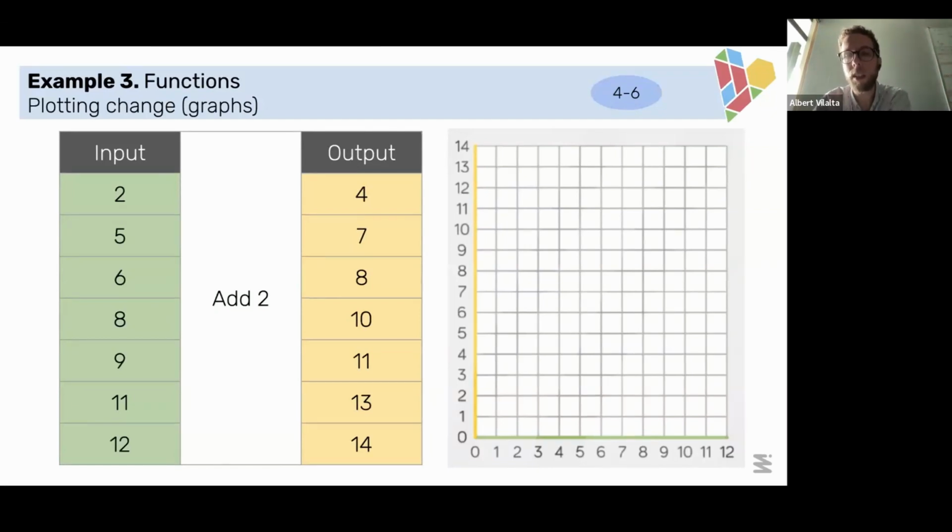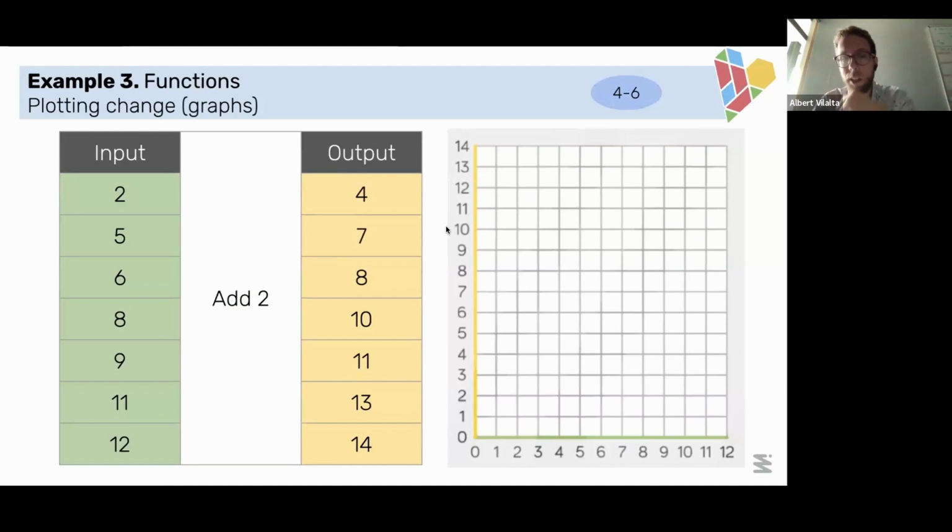We wouldn't need the middle column if we had both green and yellow columns. We wouldn't need the +2 column in the middle, because we would have the same idea of a function, right? So way number 1 with a sentence. Way number 2 of expressing a function with a table of values. Way number 3, as you can see on the right, the graph, plotting.